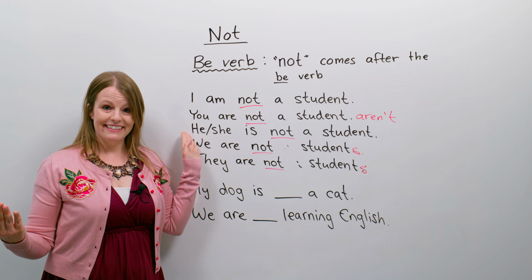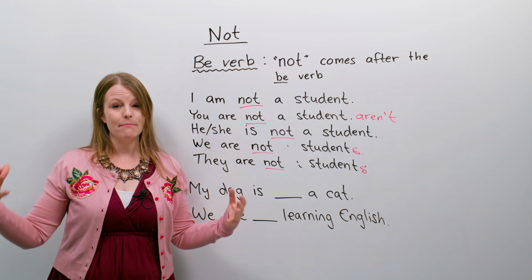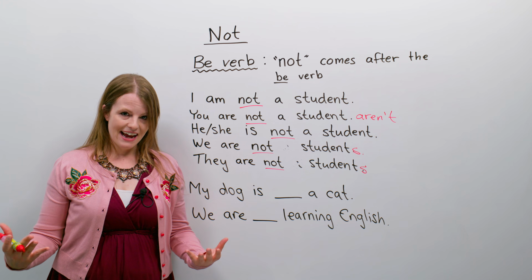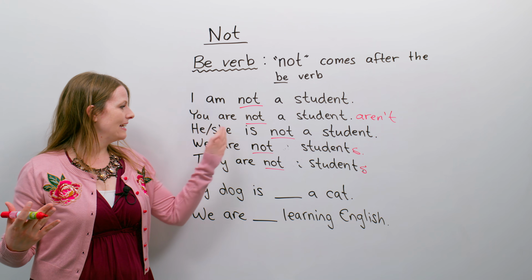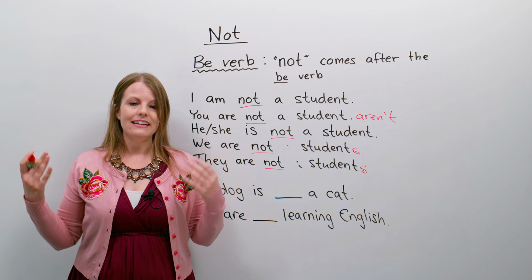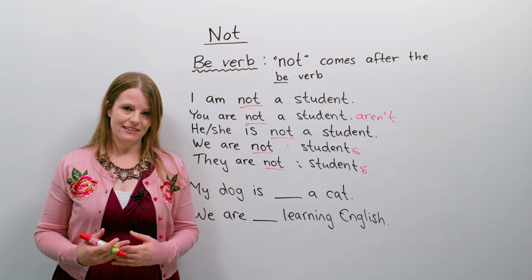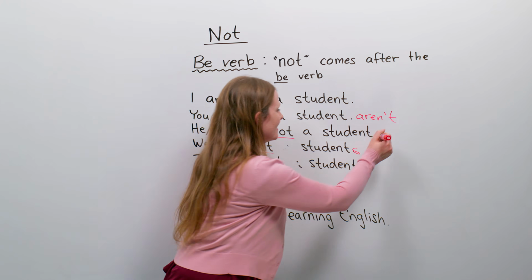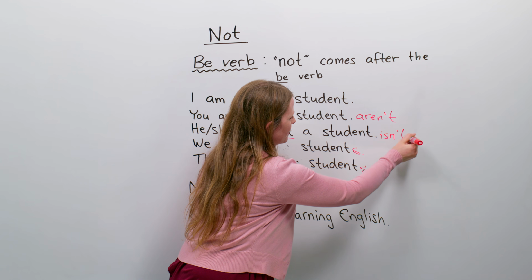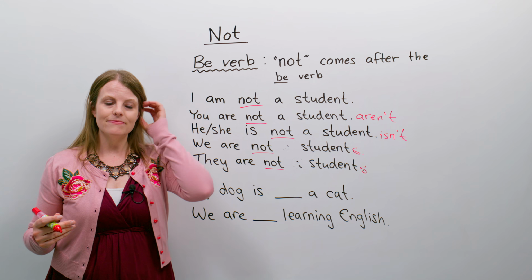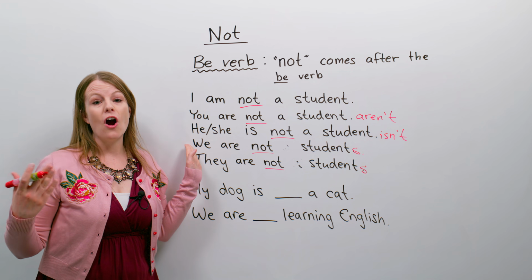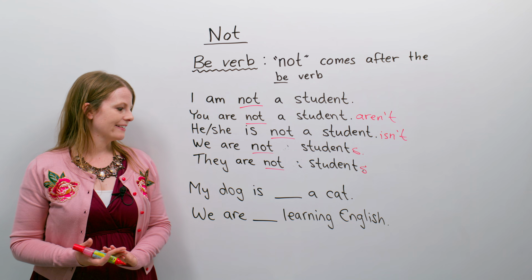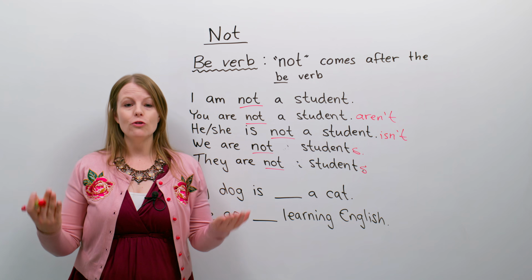It's the same with is not. We can combine is and not to make isn't. And we can say he isn't a student. She isn't a student. And it looks like this. Okay. And the same goes for we aren't students. They aren't students. Now it's your turn.